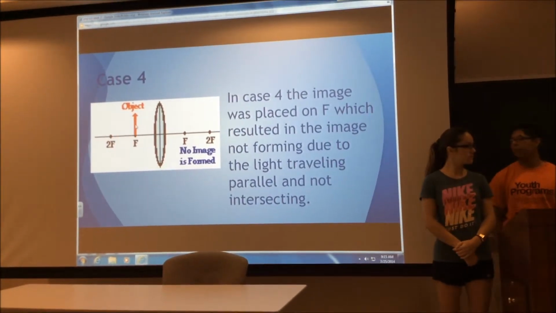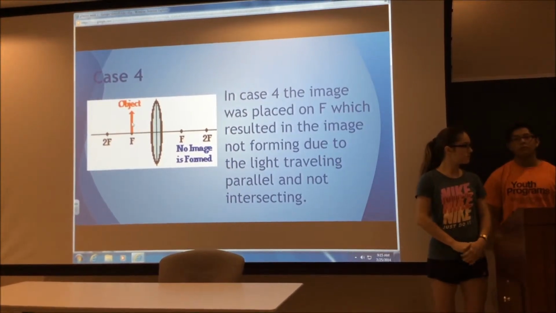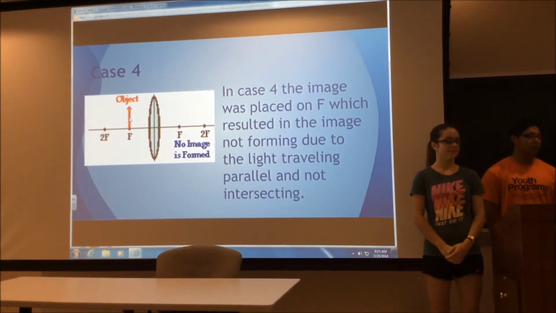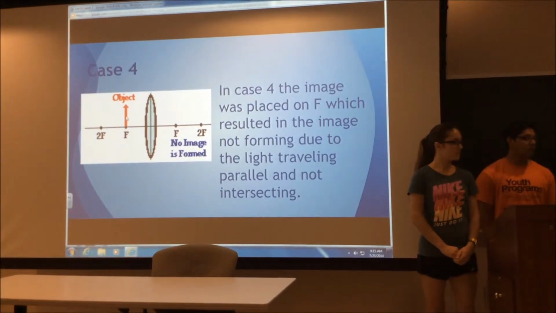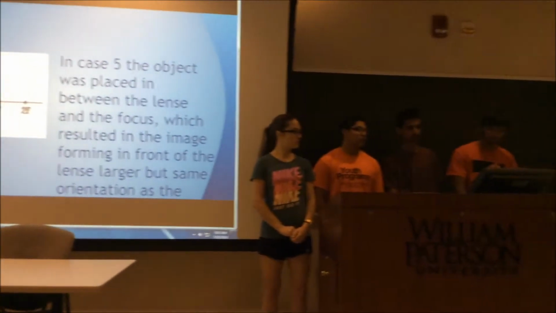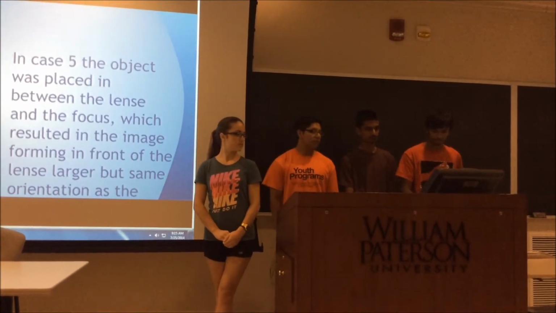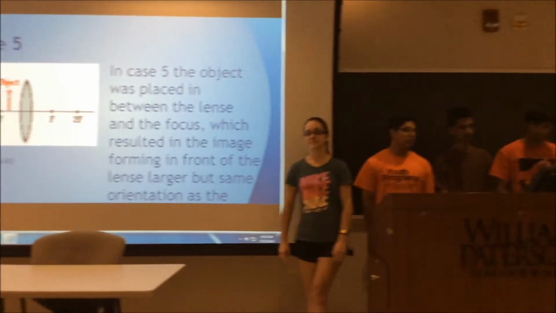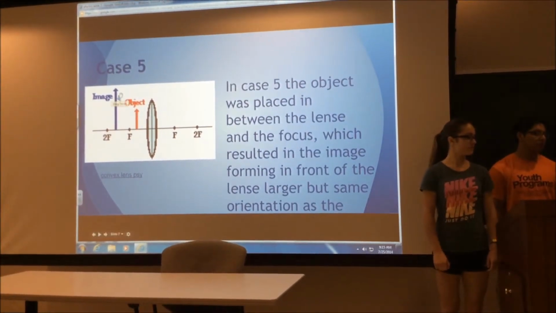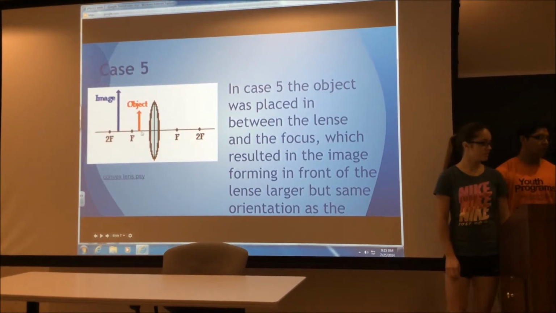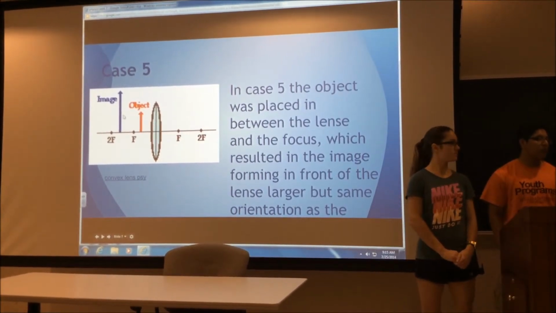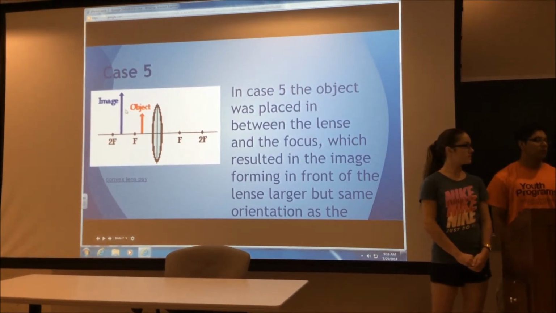In case 4, the object was placed on f, which resulted in the image not forming due to the light traveling parallel and not intersecting. In case 5, the object was placed in between the lens and the focus, which resulted in the image forming in front of the lens, larger but in the same orientation as the object. So this time, when it was placed inside the focal length, the image was formed before the lens, and it was larger and in the same correct orientation.